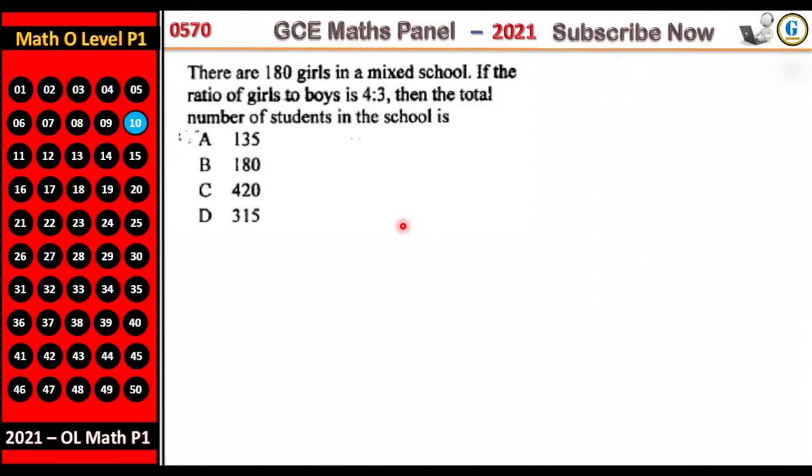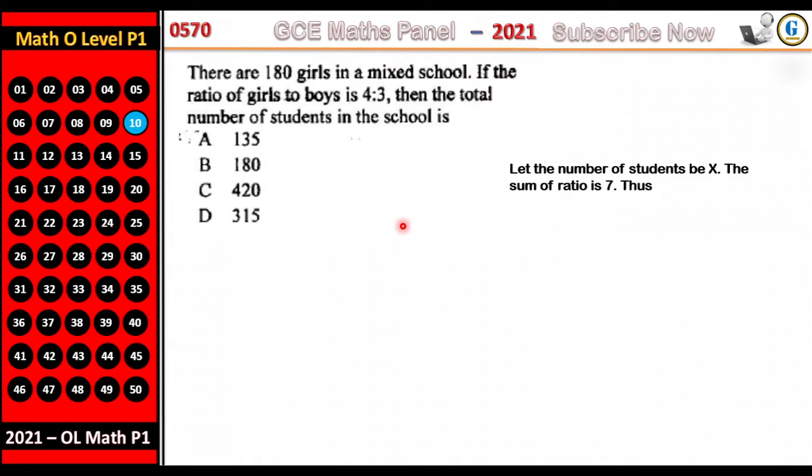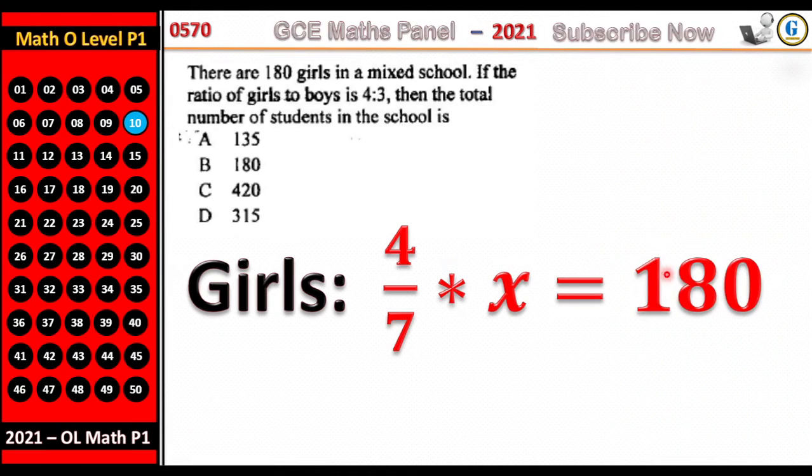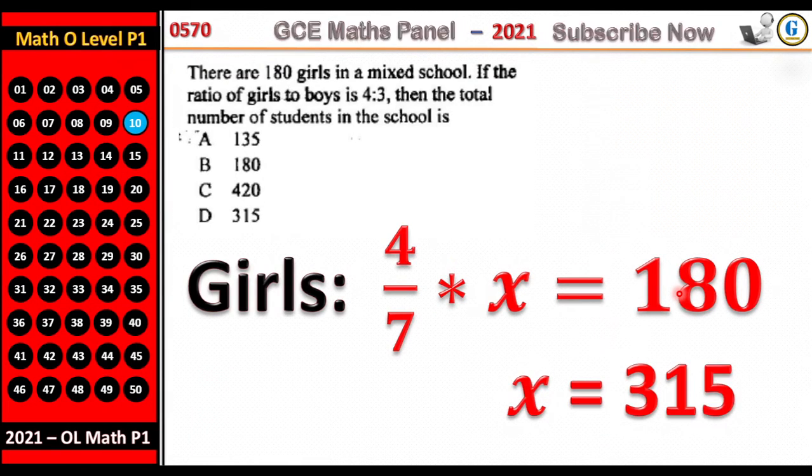There are 180 girls in a mixed school. If the ratio of girls to boys is 4:3, then the total number of students in the school is. So let the total number of students be X. In this case, the sum of the ratio will be 4 plus 3. Therefore, for the girls, we have 4 out of 7 times X, and it is giving us 180, because they say that we have a total of 180 girls in that school. If the total number of students is X, then 4 over 7 of X gives us 180. So from here we can solve for X. X is equal to 315.